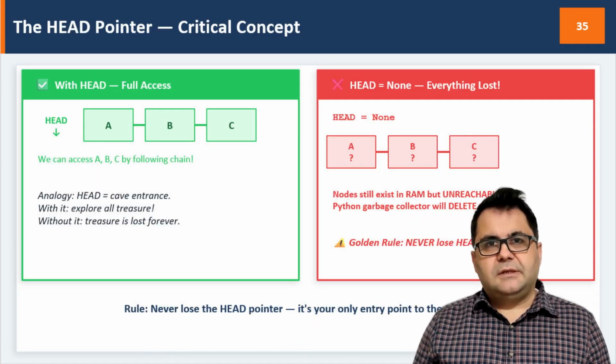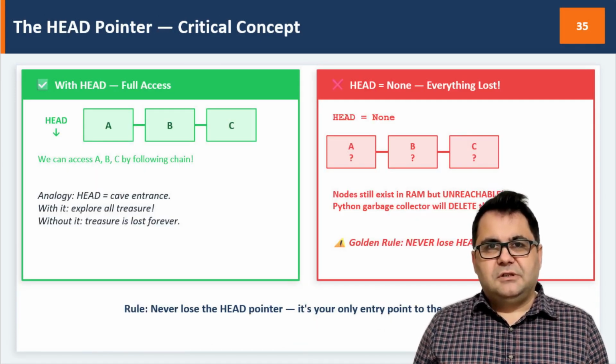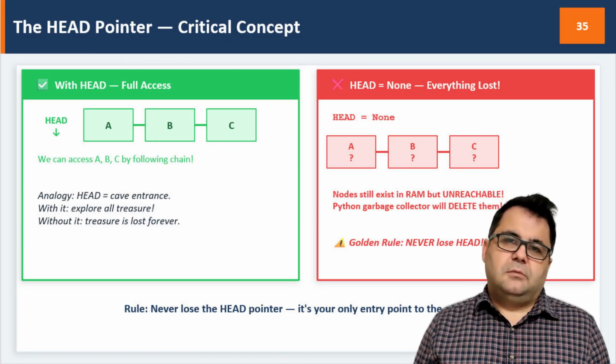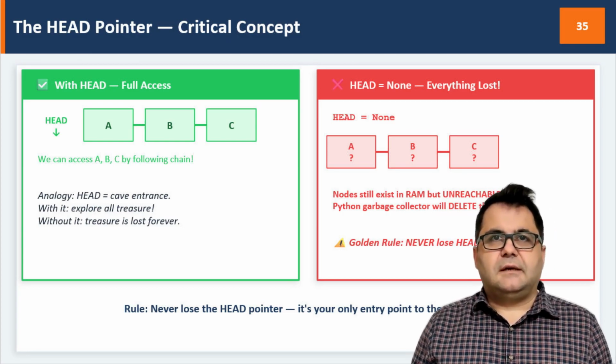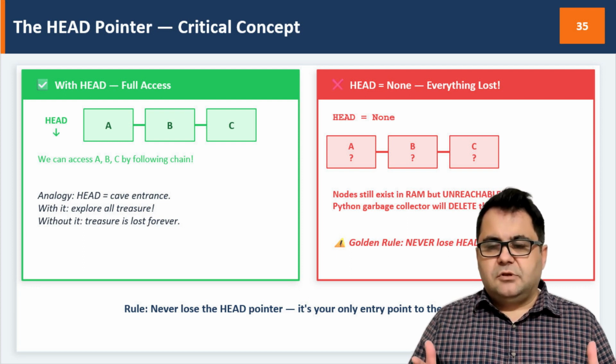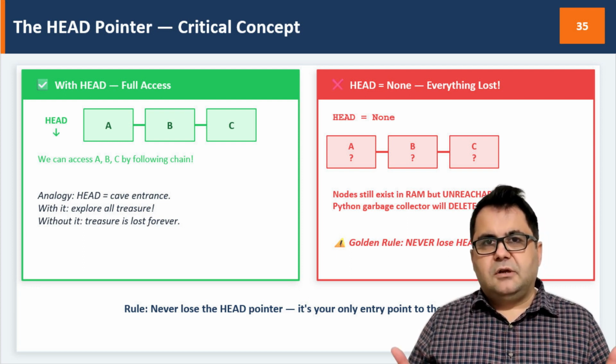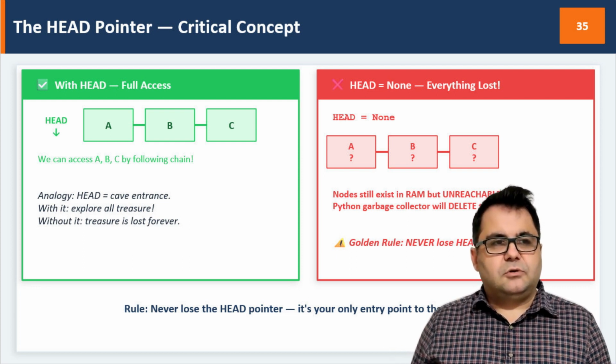Let's add a simple helper method, isEmpty. This checks if the cart is empty. The logic is simple: return self.head is None. If head is None, the cart is empty, return True. If head points to a node, the cart has items, return False.